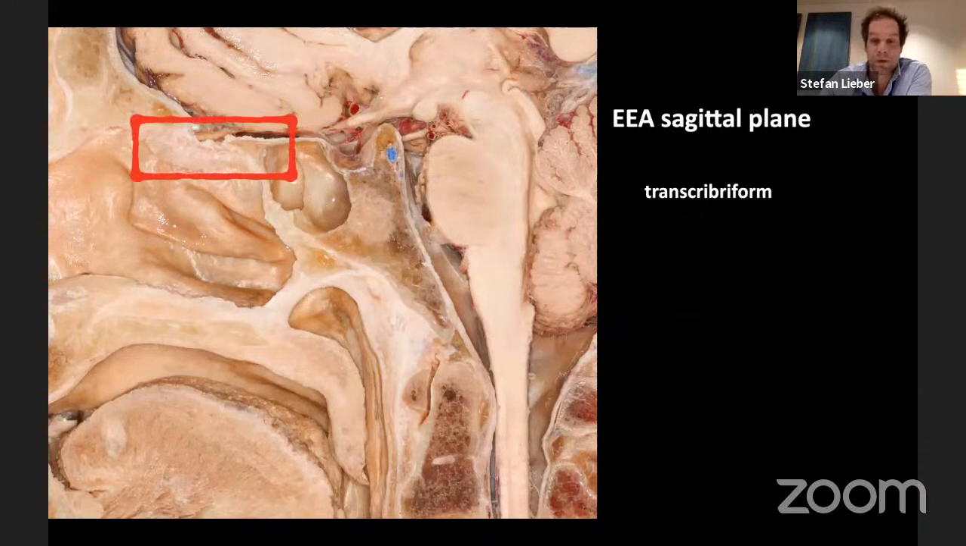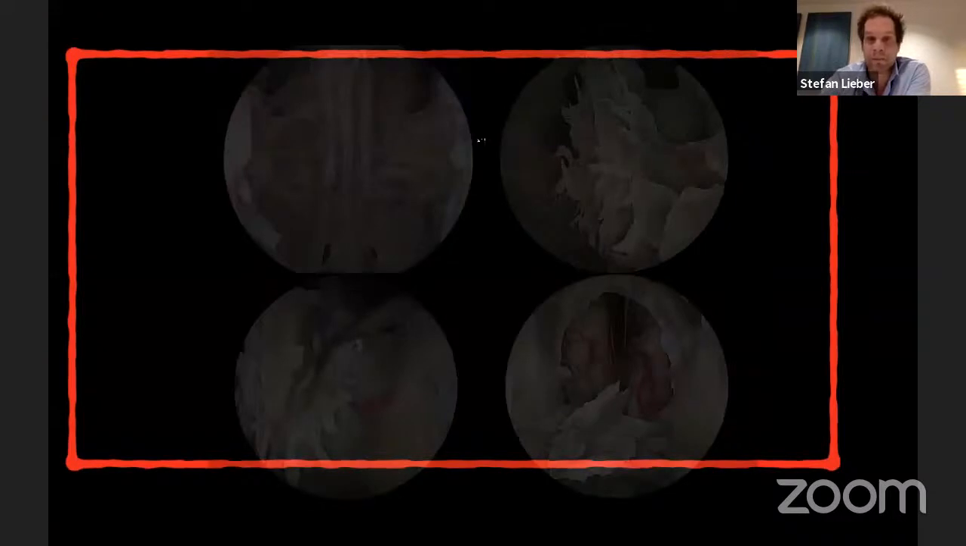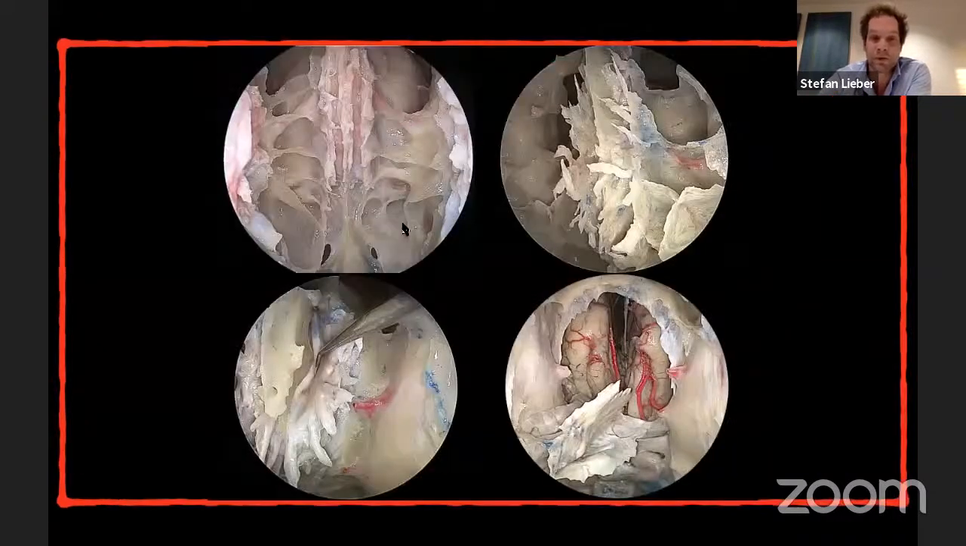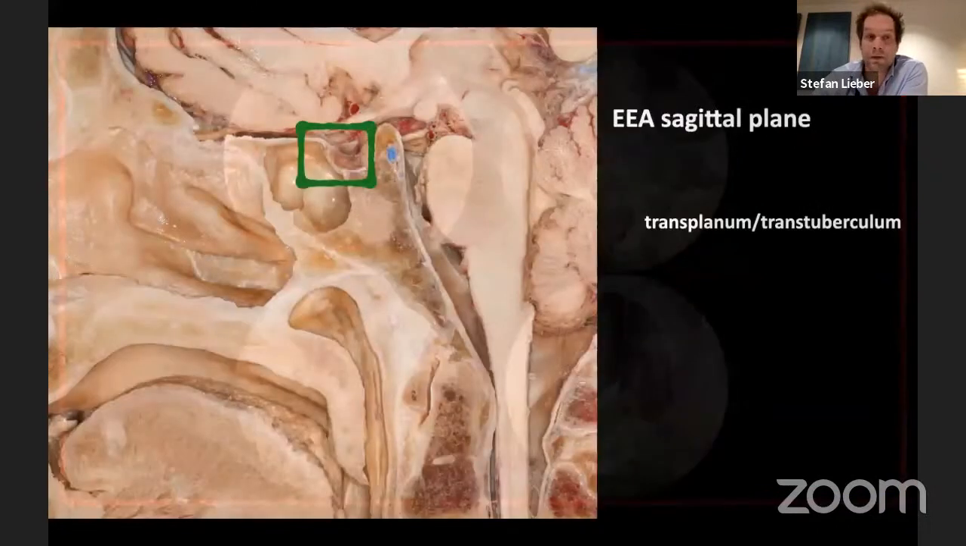will not be covering, which is the transcribriform approach, just some of the anatomy, disconnecting the ethmoidal arteries and nerves, connecting with a frontal drill procedure, and then essentially turning this into a craniotomy, extending into the anterior skull base. I will not be covering this in this talk. This is one of the planes in the sagittal plane.